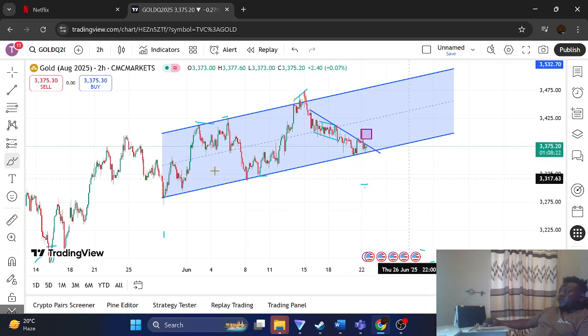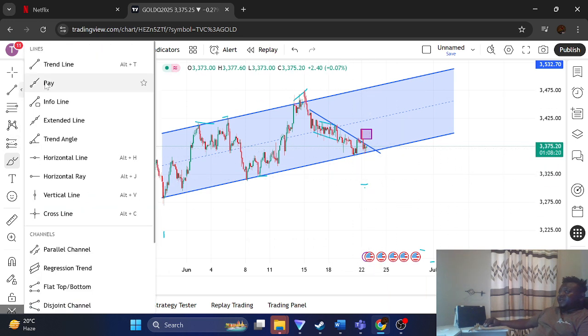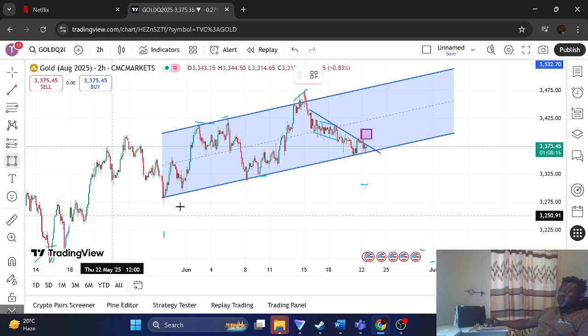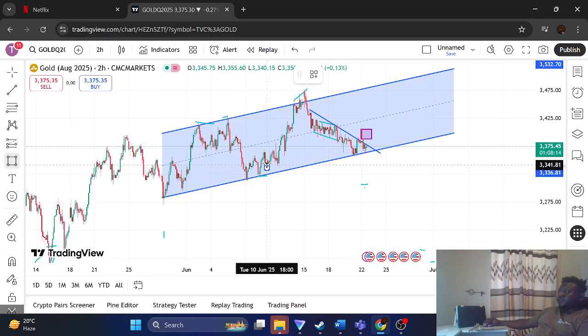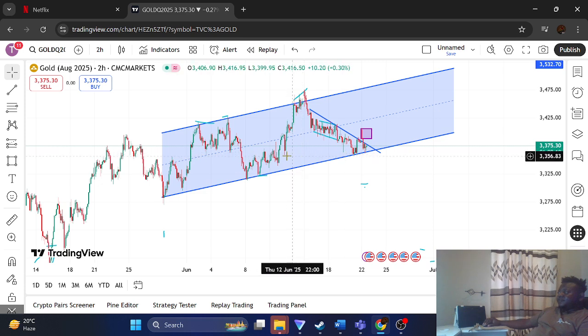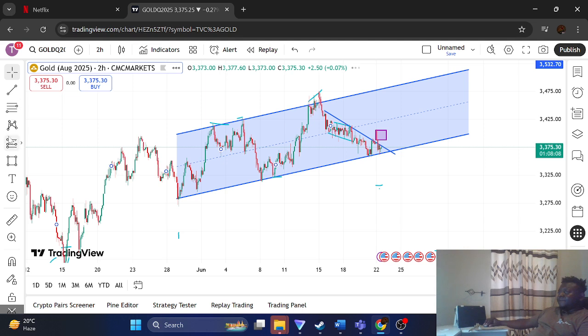Then with that, we can now use our rectangles to mark our supports. You can see that this is a strong area of support right here where the market is at. It's a strong area of support. The market is currently here.